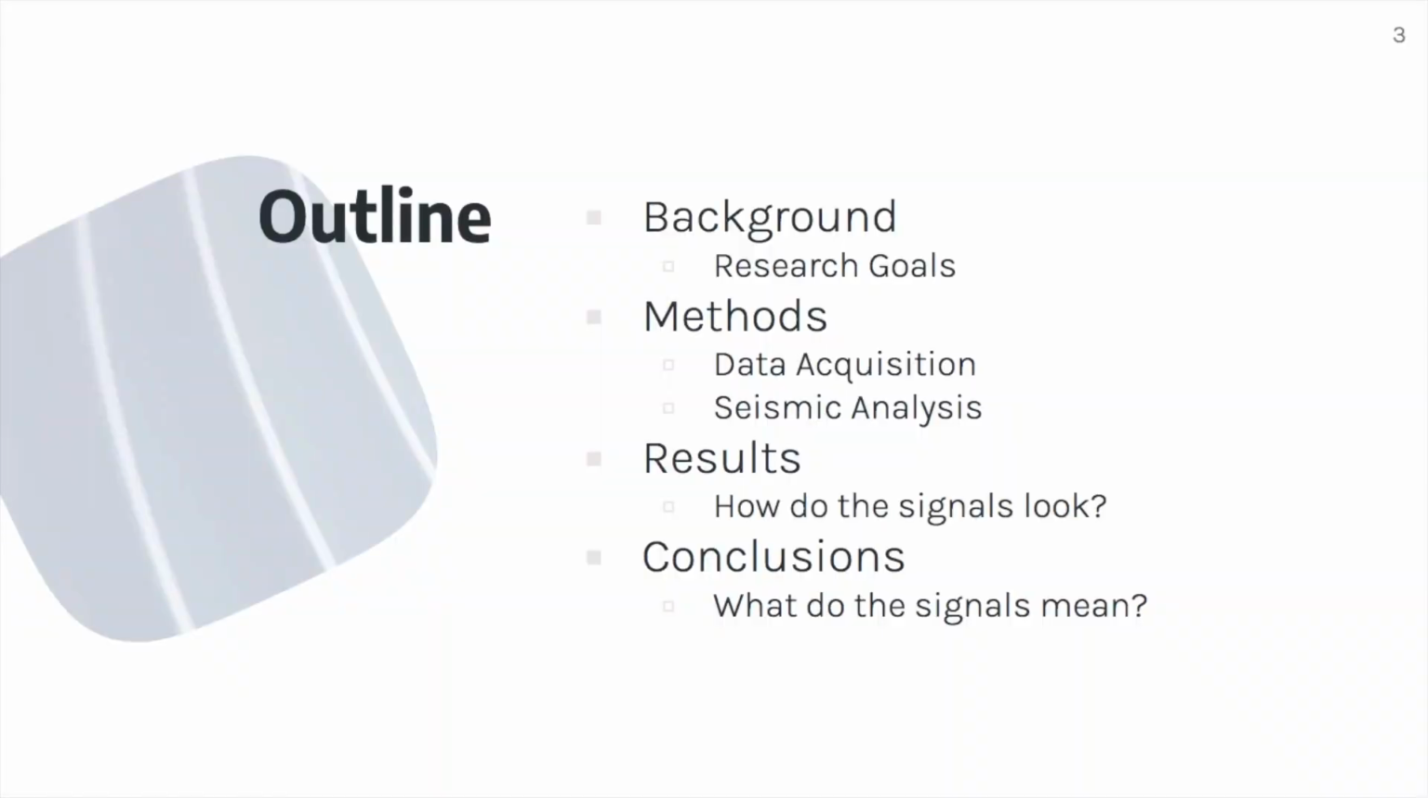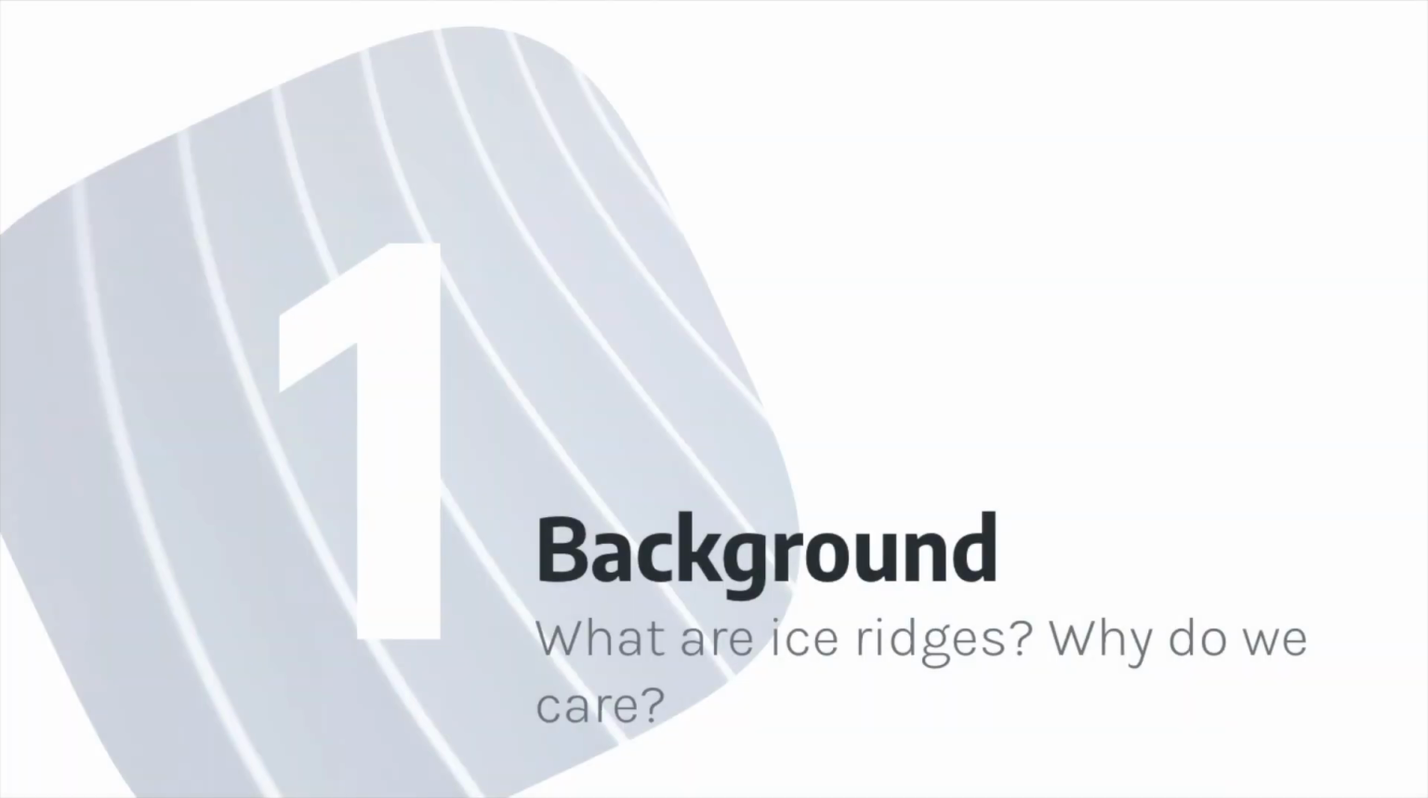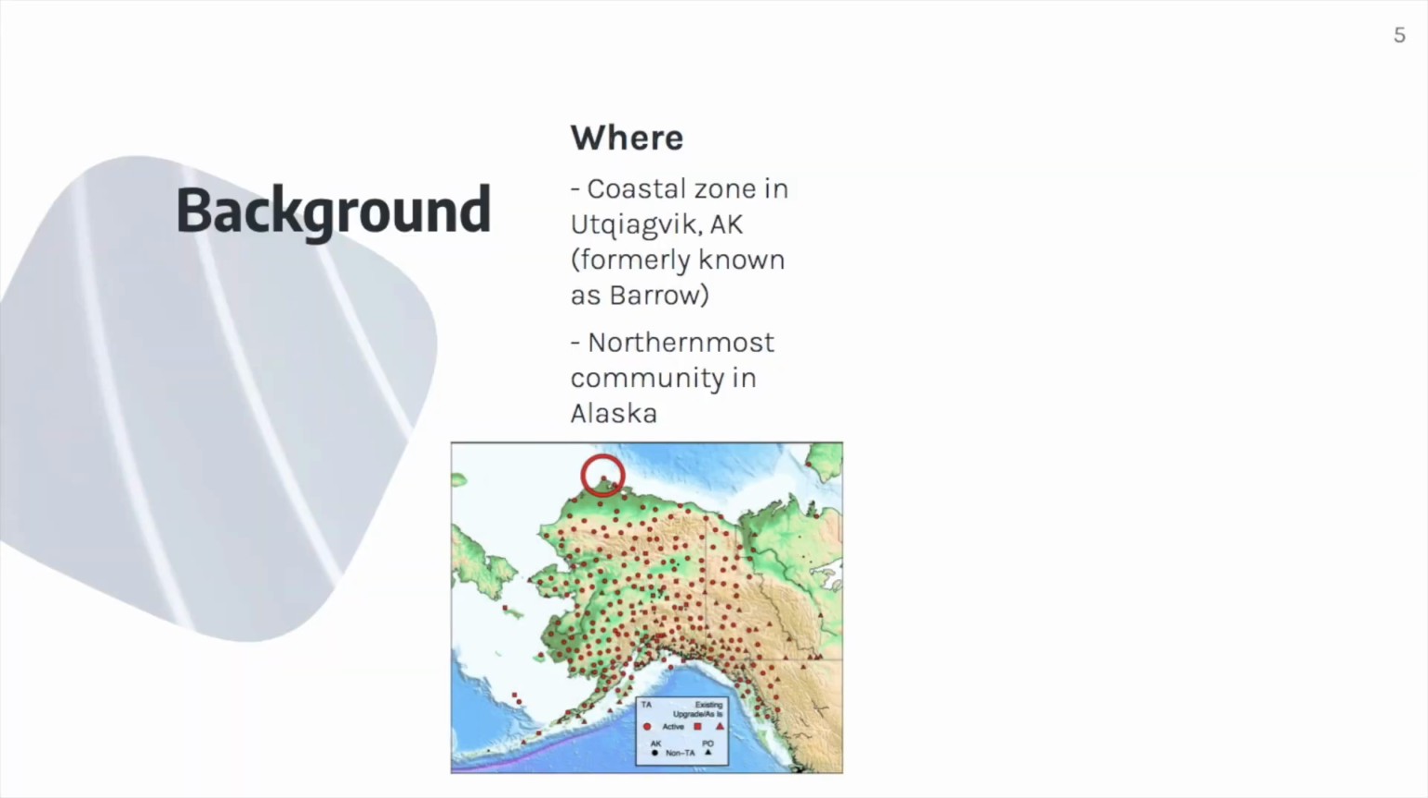So a quick outline of this presentation. I'll begin with background, research goals, methods, going through data acquisition and seismic analysis, then wrapping up with the results. How do the signals look? Conclusions, what do those signals mean? So beginning with background, what are ice ridges, why do we care, and where are we looking?